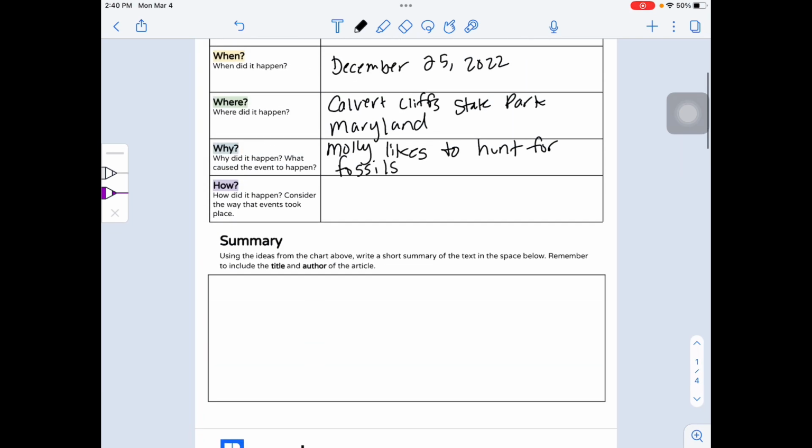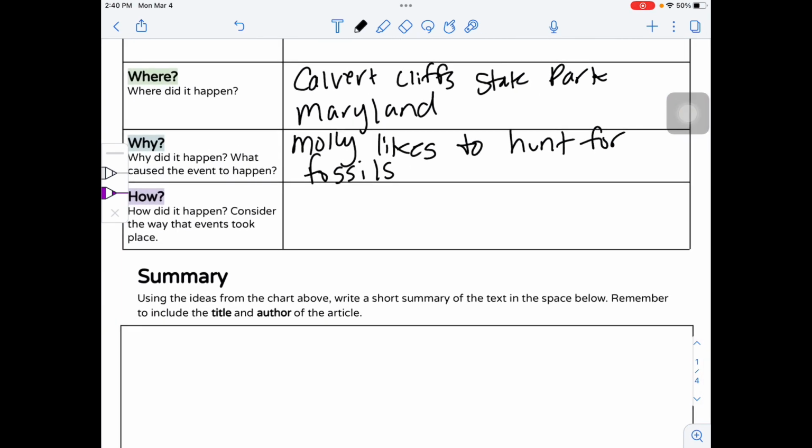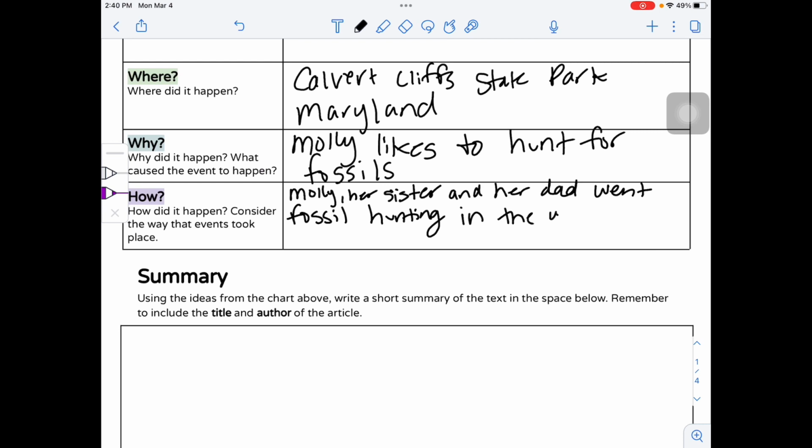So I'm just going to say how. I'll say Molly, her sister, and her dad went fossil hunting in the water with their new waders.